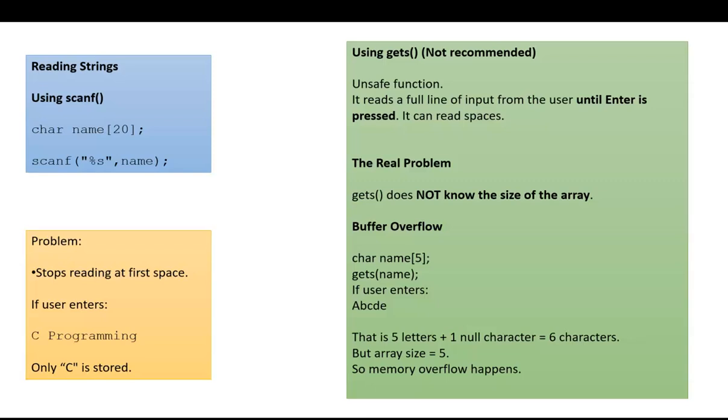If the user has inputted A, B, C, D, E, there are 5 letters plus 1 null character, which equals 6 characters, but the array size is only 5. This causes the buffer overflow problem. This can even crash the program or create security issues. So that is why gets is removed from modern C standards nowadays. So the real problem of using gets is that gets does not know the size of the array. So what should I do?